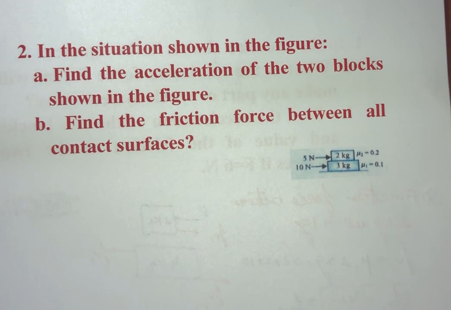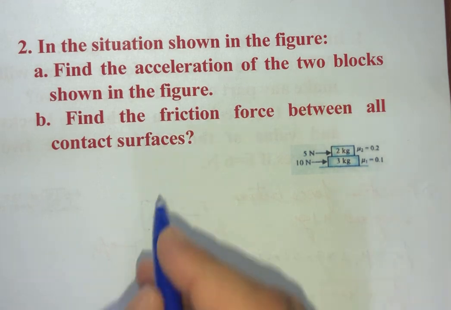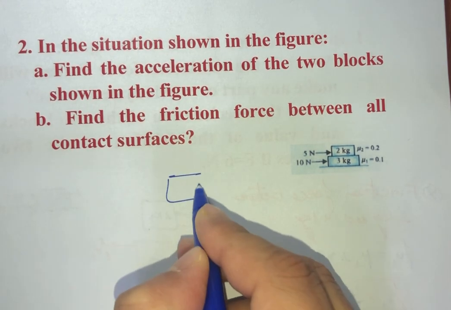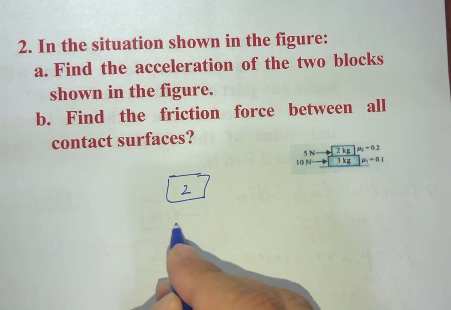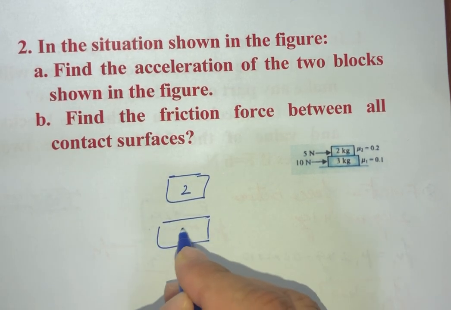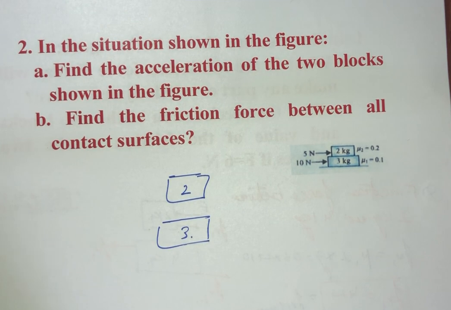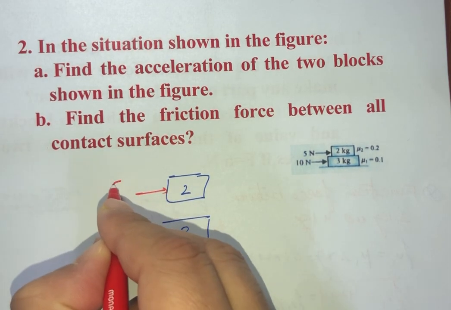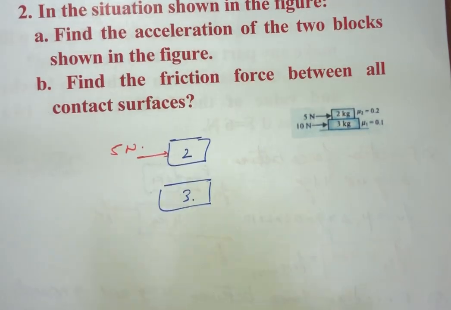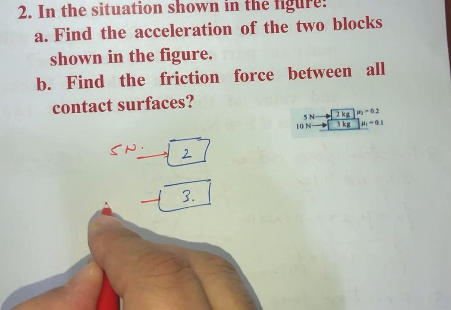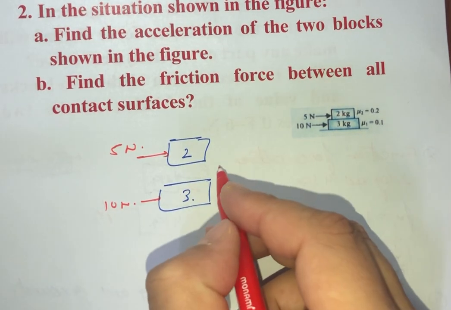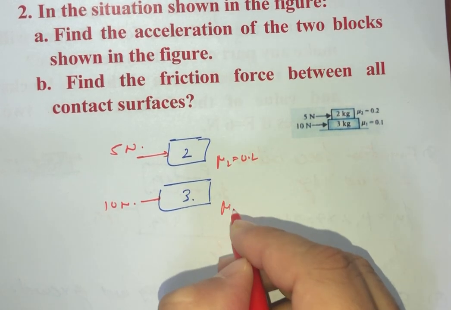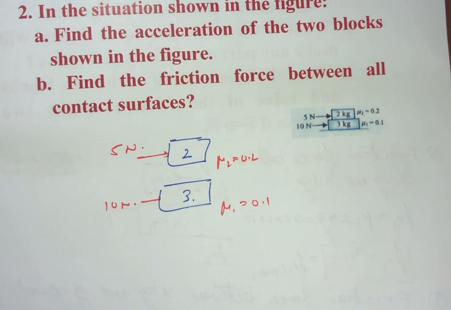Okay. So let us draw it. This is 2 kg and this is 3 kg. We have a 5 Newton, and to this we have a 10 Newton. Here mu2 is given as 0.2 and mu1 is given as 0.1. Okay.